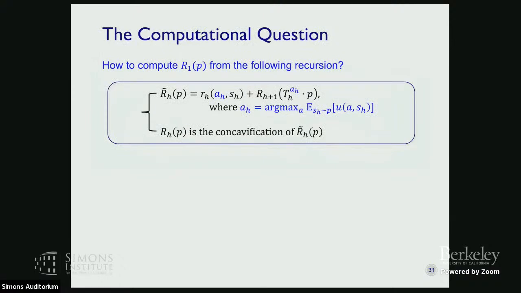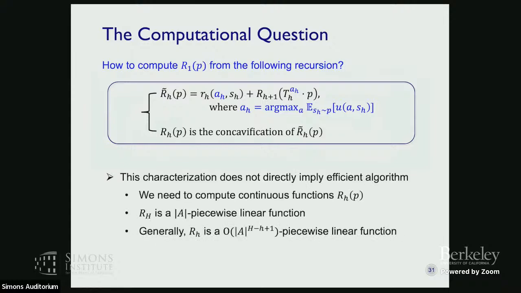Okay, so we have a characterization of the optimal utility. But as a computer scientist, we typically look at how can I compute the optimal policy? It turns out that even though I have this characterization, the optimization problem is quite challenging. This characterization does not directly imply an efficient algorithm, because what I need to do is compute this continuous, high dimensional function, RHP, for any h from one to capital H. And it turns out that this RH is a piecewise linear function. The last one has cardinality A pieces, where A is the number of actions. And as you go forward, the number of pieces is going to increase exponentially in the number of rounds. That's why I cannot have a general algorithm to compute the optimal policy.